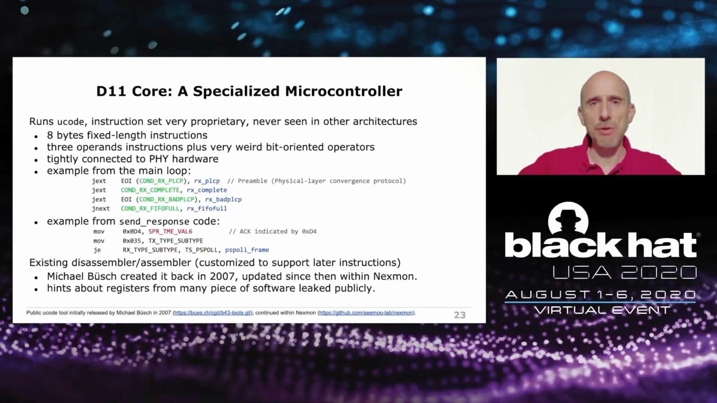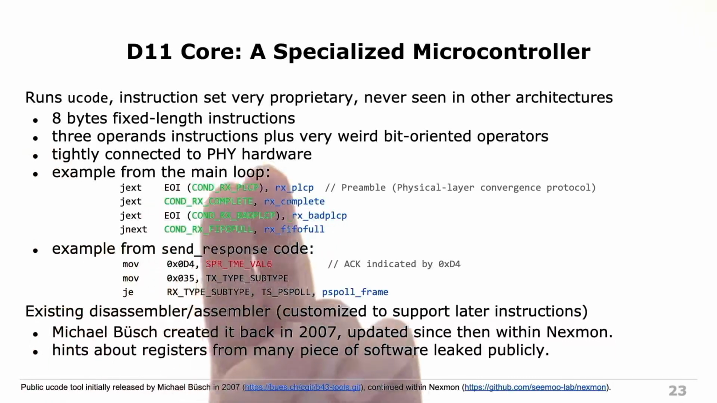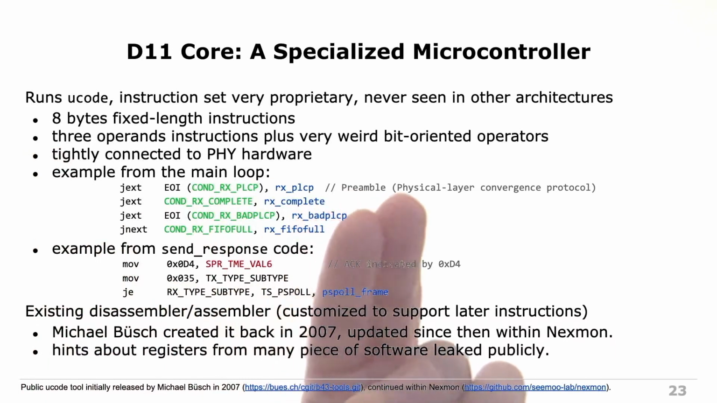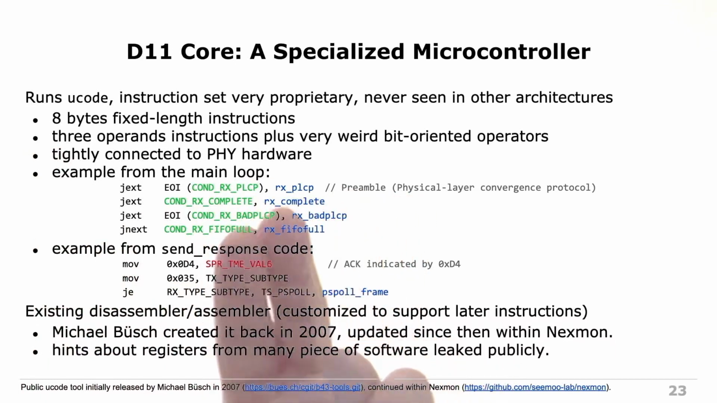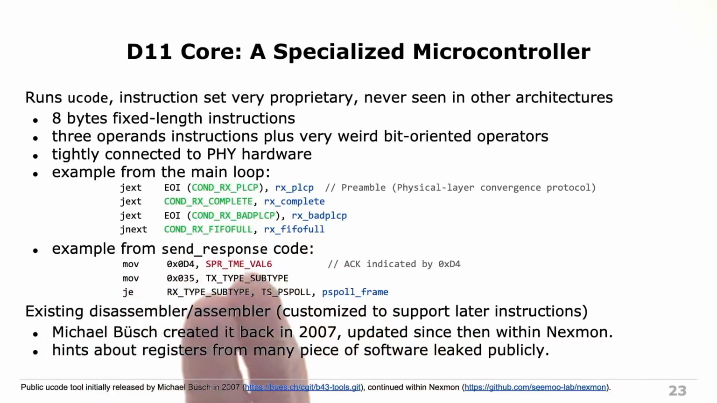Here the D11 microcontroller runs a microcode, a short piece of software made of 8-byte instructions dedicated to manipulating bits and testing hardware conditions. This is some code from the main loop that checks if the PHY started receiving a preamble, useful for analyzing a packet while being received, or if the current reception is terminated, for deciding whether or not to push the frame to the upper layers. This one is extracted from the code that schedules the transmission of an acknowledgement. We see the preparation of the reply frame that starts with D4 as usual.